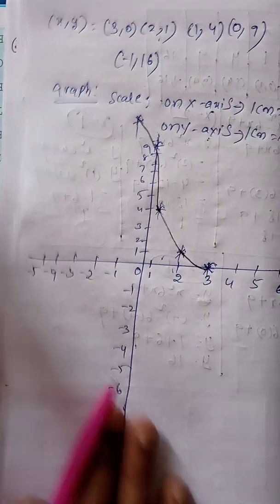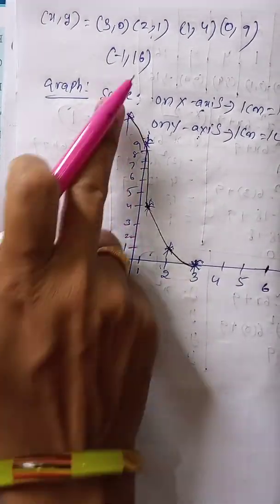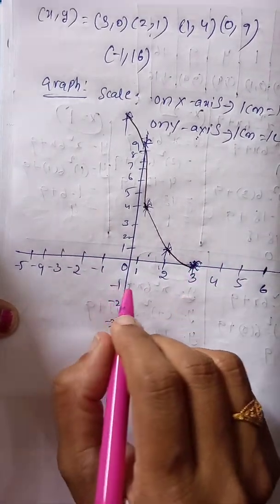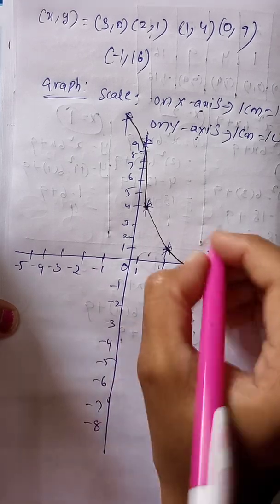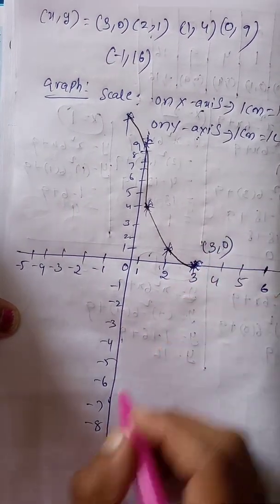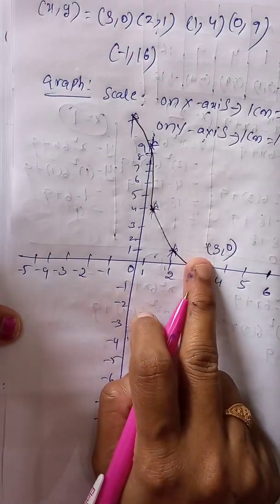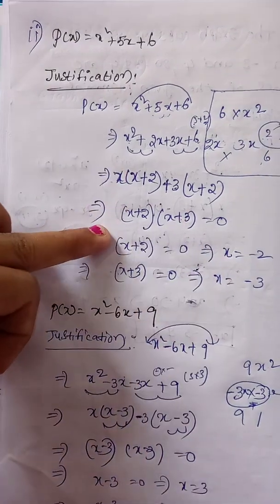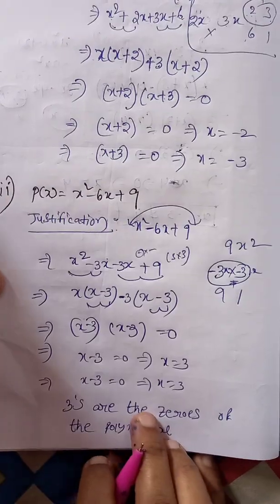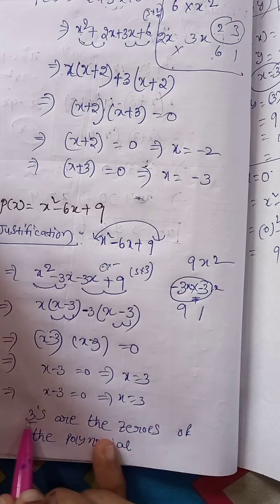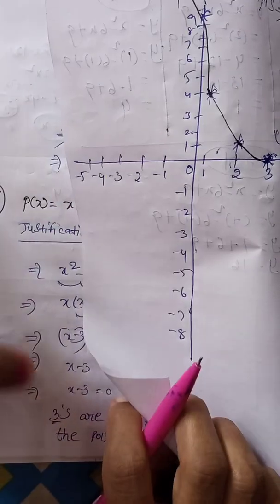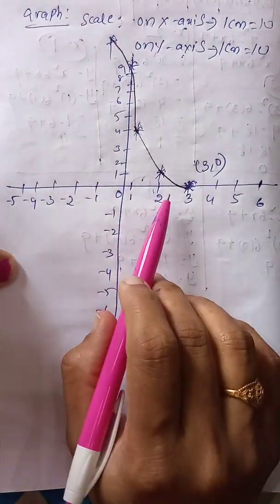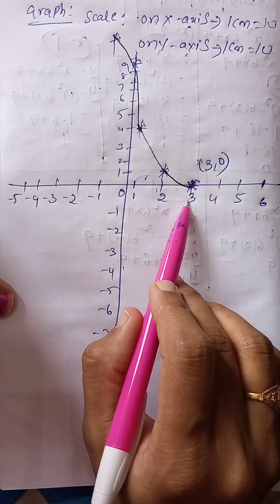After joining these dots, this graph touches the x-axis at 3. This graph touches only at 3 comma 0. So we can say 3 is a zero of this given polynomial. In the justification process also, we get x is 3. So in justification also we get 3 is the zero. On the graph also, this graph touches at 3. So we can say 3 is a zero of this polynomial.